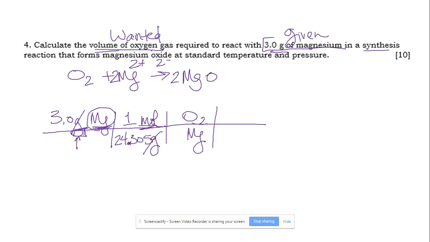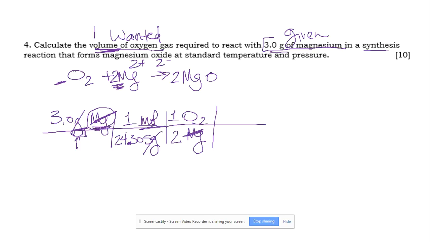Before I can call this conversion factor done, I need to add the coefficients from the balanced equation. Magnesium has a 2. Oxygen has an invisible 1. So now I've gotten rid of magnesium. I'm left with moles of oxygen. I don't want moles of oxygen. I want the volume of oxygen.